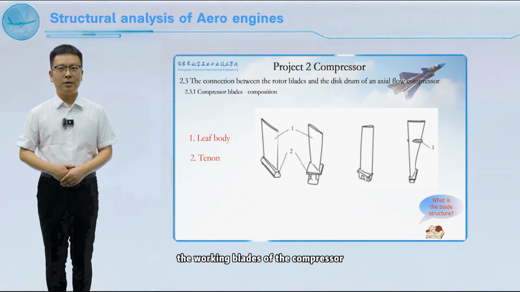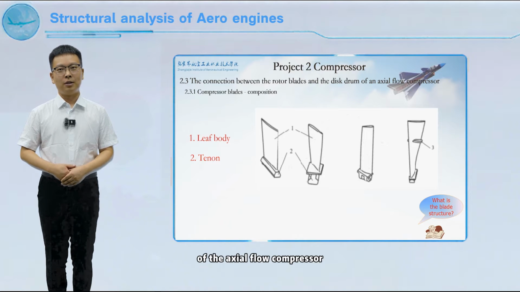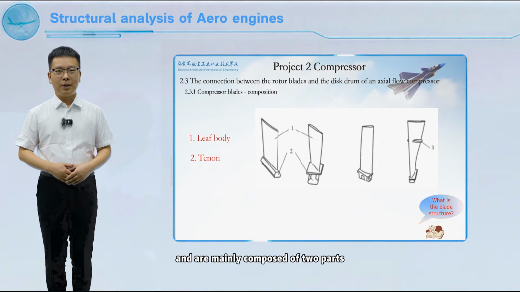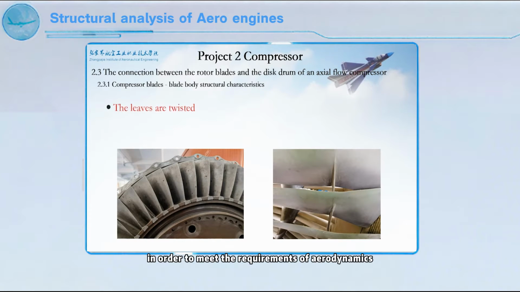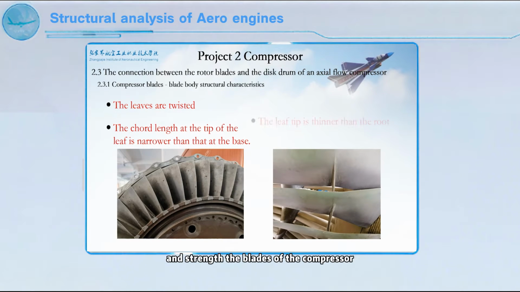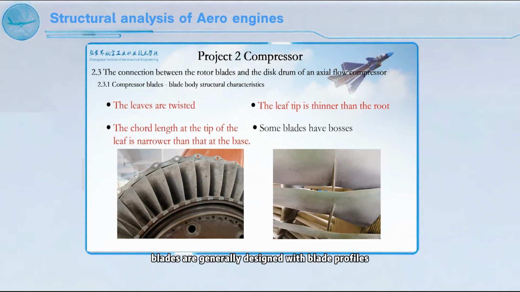The working blades of the compressor are one of the important parts of the axial flow compressor and are mainly composed of two parts, the blade body and the tenon. In order to meet the requirements of aerodynamics and strength, the blades are generally designed with blade profiles that are suitable for subsonic or supersonic operation, and the blades are designed with regular twisting. In order to reduce the weight of the engine as much as possible, the chord length of the blade tip is usually narrower than that of the root, and the thickness is thinner than that of the root.